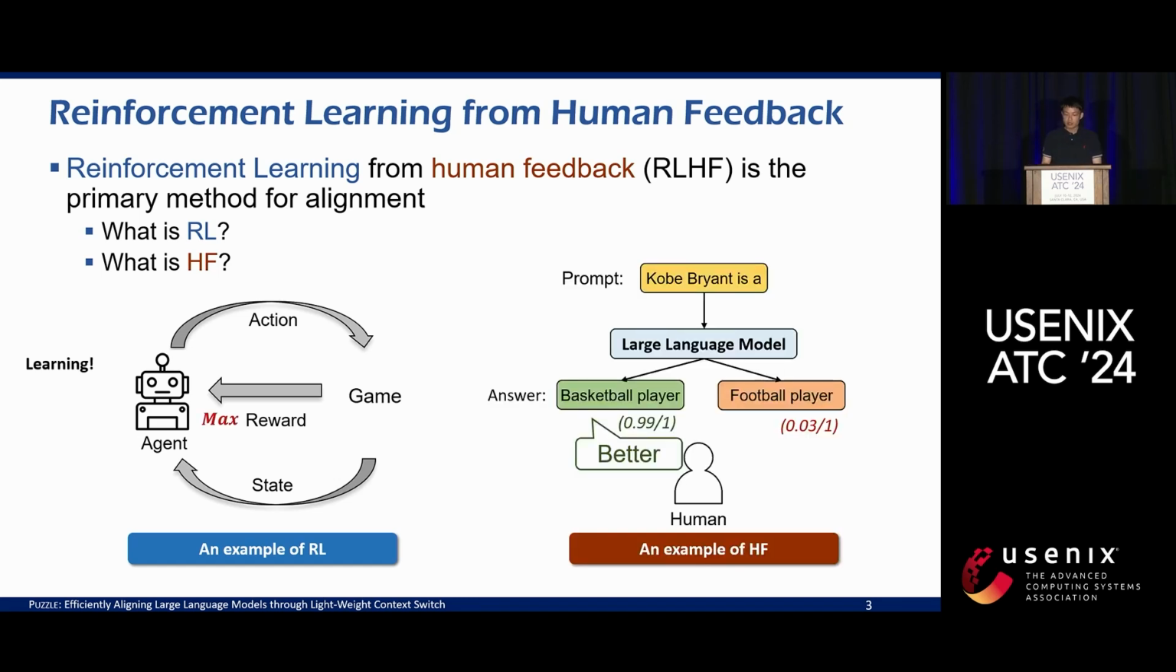The example on the right shows the workflow of human feedback. When we input a prompt into the LLM, for example, "Kobe Bryant is a who or what," this is an incomplete sentence. The LLM may generate responses such as "basketball player" or "football player." The role of human feedback here is to evaluate the responses generated by the LLM and score them based on their accuracy and relevance.